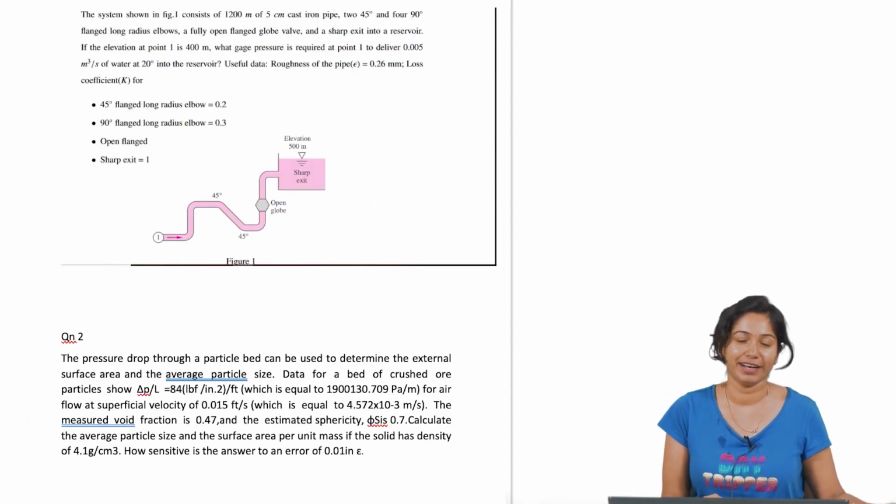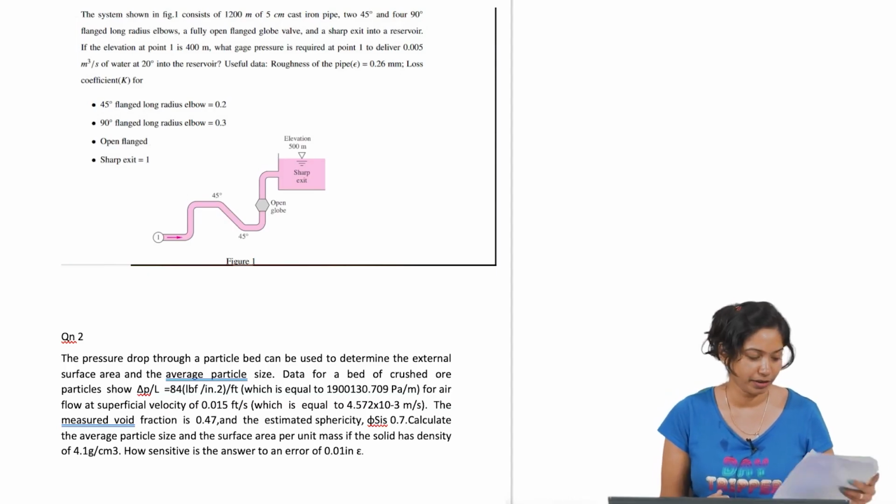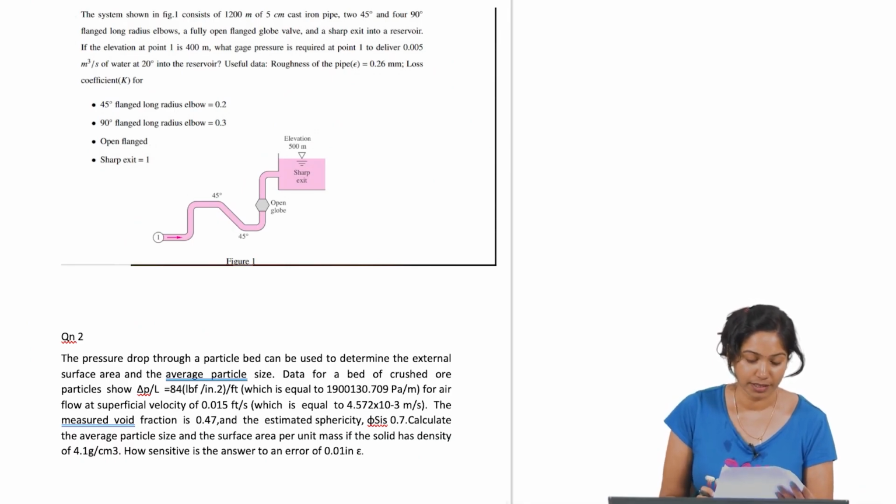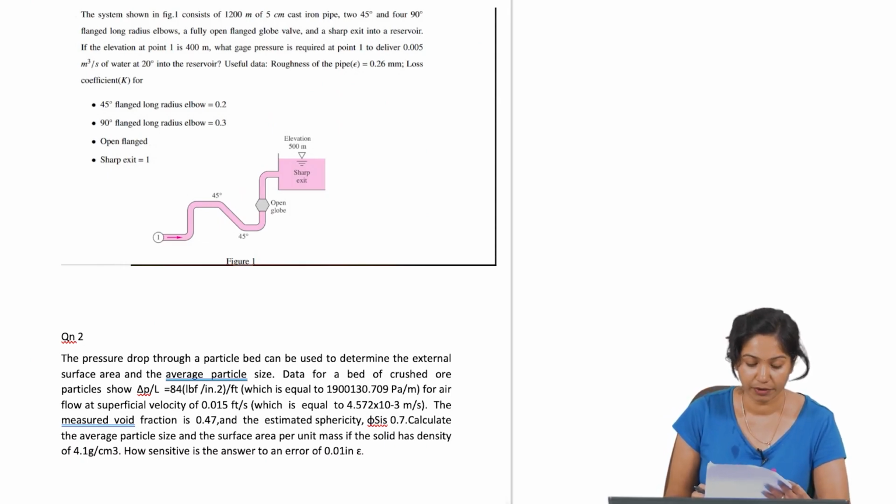Hi everyone, I will discuss question number 8. I will read the question. The system consists of 1200 meter of 5 centimeter cast iron pipe, two 45 degree and four 90 degree flanged long radius elbows, a fully open flanged globe valve and a sharp exit into a reservoir. If the elevation at point 1 is 400 meter, what gauge pressure is required at point 1 to deliver 0.005 meter cube per second of water at 20 degrees Celsius into the reservoir?